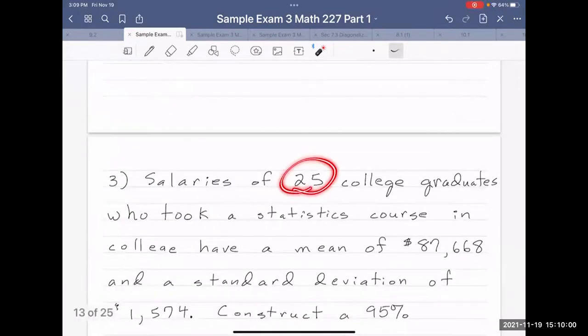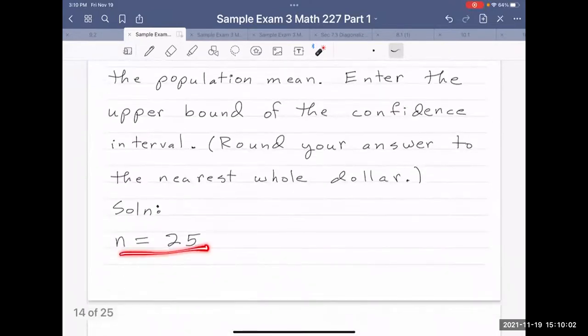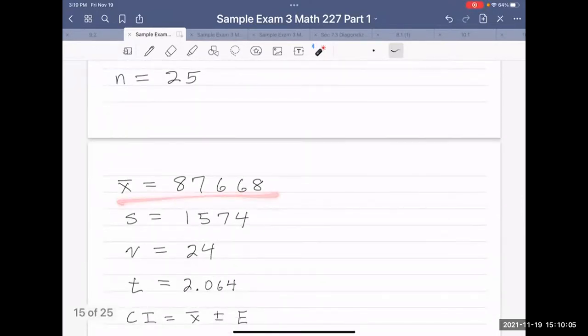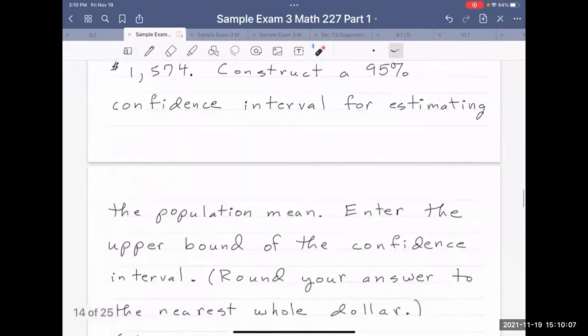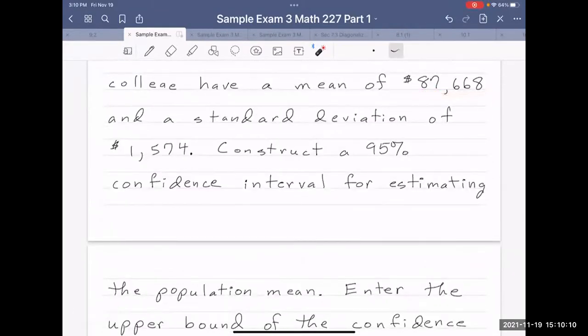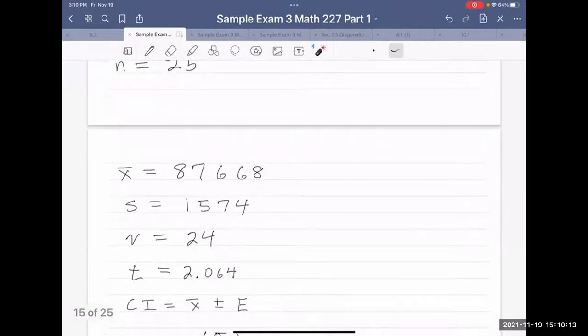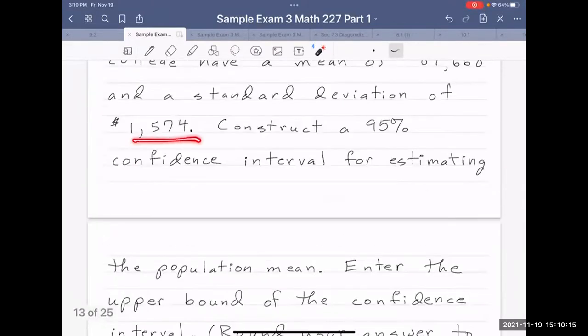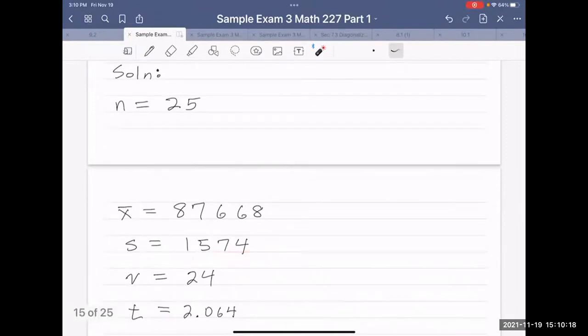So in this case, n is 25. The sample mean is 87668, and the sample standard deviation is 1574. I do not know my population variance. Therefore, I'm going to have to use a t-distribution. I will be using a t-distribution. And so I need to know my degrees of freedom. 25 minus 1 is 24. So my degrees of freedom are 24.